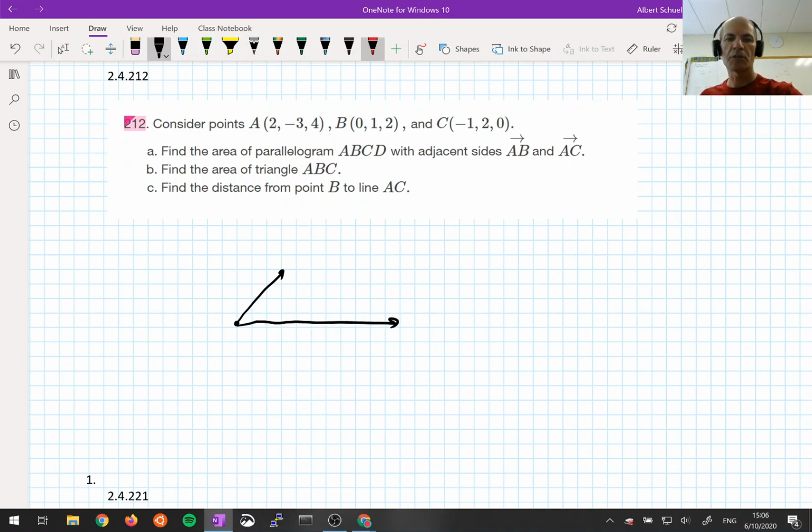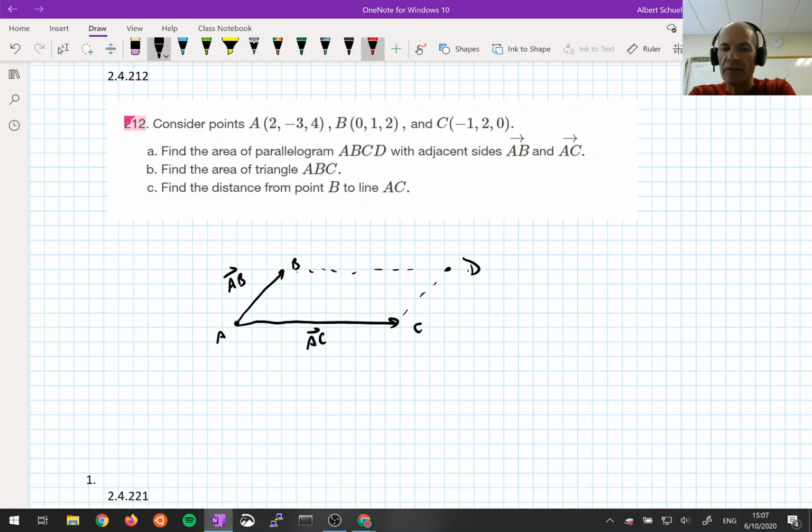From some perspective, this might be the point A, this might be the point B, this might be the point C, and then out here, the ghost of point D, and that completes the parallelogram. So this side here is the vector AB, and this side here is the vector AC. Helps to draw a picture. You want to find the area of the parallelogram with adjacent sides AB and AC.